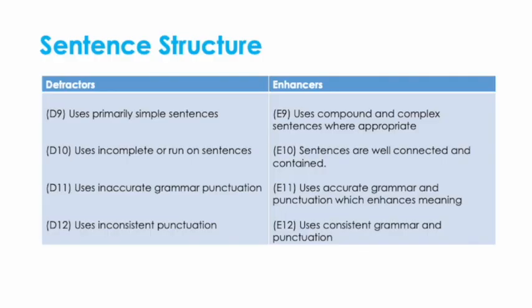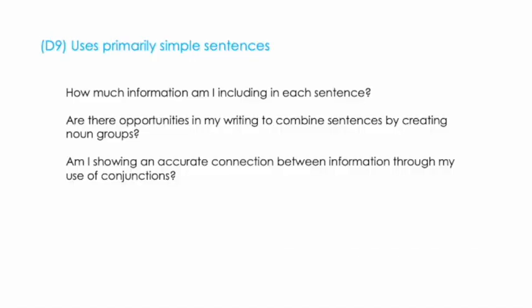In all of these videos, we've been looking at things that detract from or enhance the quality of our writing. And in this criteria, we'll unpack 4 detractors: D9, D10, D11, and D12. D9 refers to the use of primarily simple sentences. In the early stages of writing, we see people using very short, simple sentences to convey simple ideas. But as we develop our writing, our sentences need to become more complex.